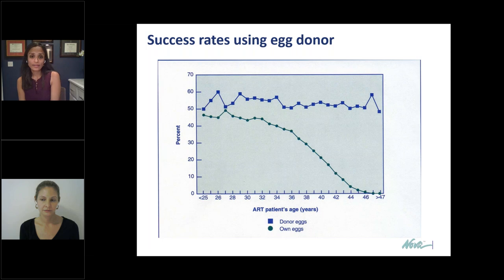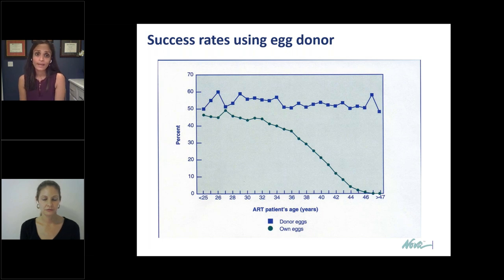This is a really great illustration from the START data as well, which really makes the point that essentially using an egg donor across various age groups yields the same success rate. So you're going to essentially have the same success rate at age 30 or 45. And I've actually even had patients who are postmenopausal who were able to get pregnant, because really the uterus is able to carry a pregnancy nearly at every age. But it does respond to hormones. So as long as a woman is given the appropriate amount of hormones, she can carry a pregnancy at pretty much any age.